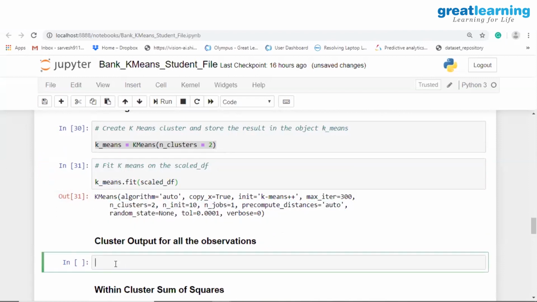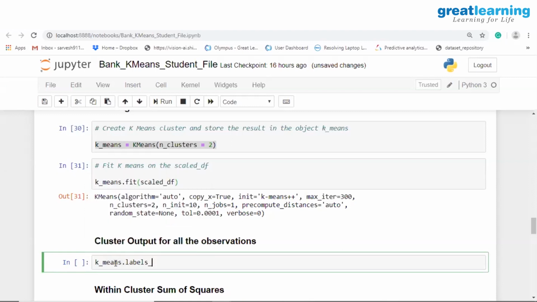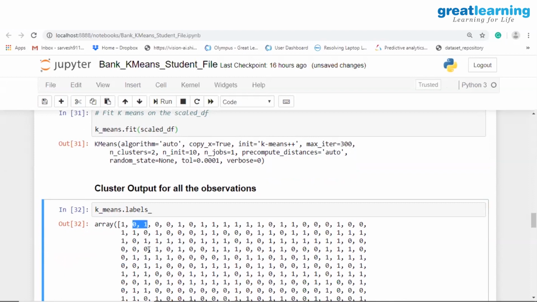Now let me get the labels for it. kmeans.labels_. So how many clusters did I give? 2. 0 and 1 are the 2 clusters that have formed here.